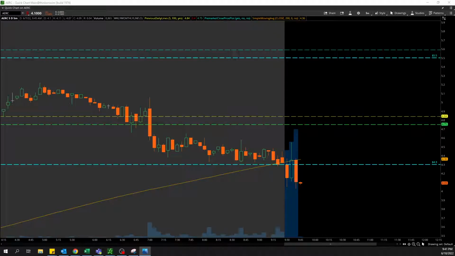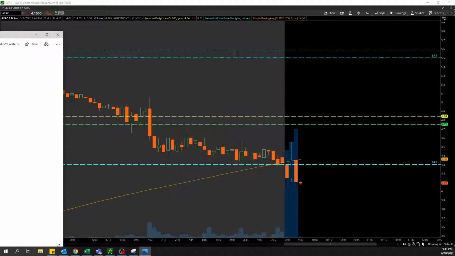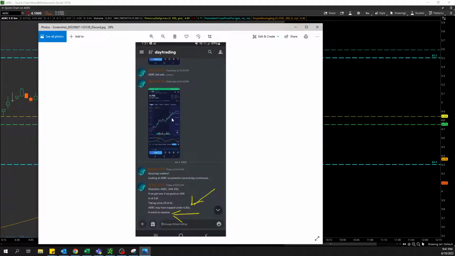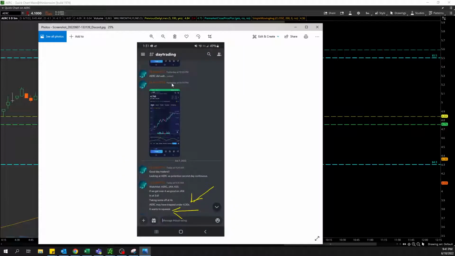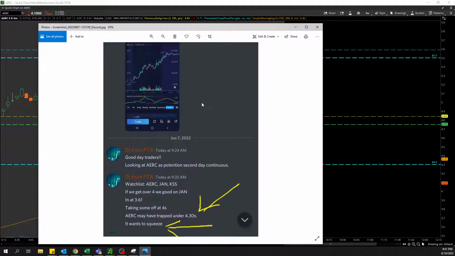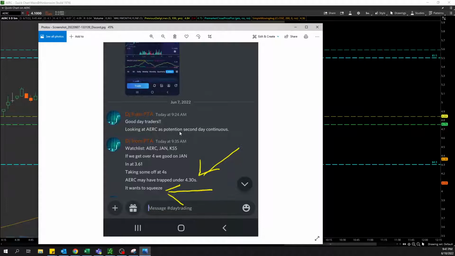And let me show you the actual screenshot of it. As you can see right here, this is the first day of the move. In June 7th, you can see, looking at AERC as a potential second day continuous. AERC, Jan, KS. If we get over 4, we good on Jan. In at 361.